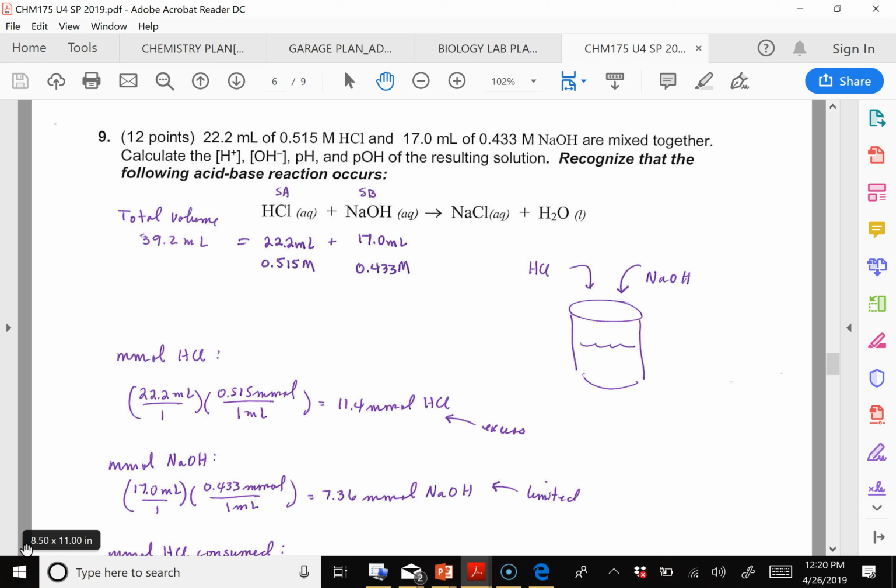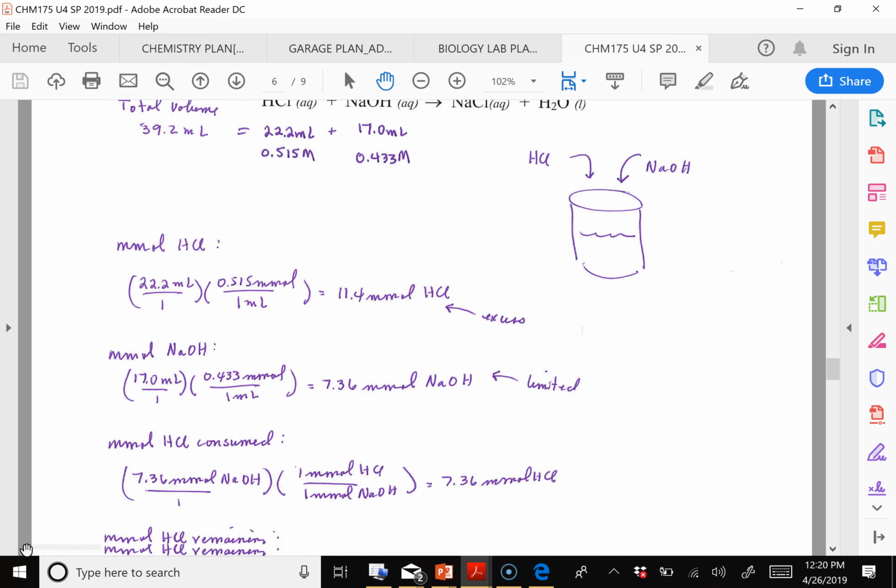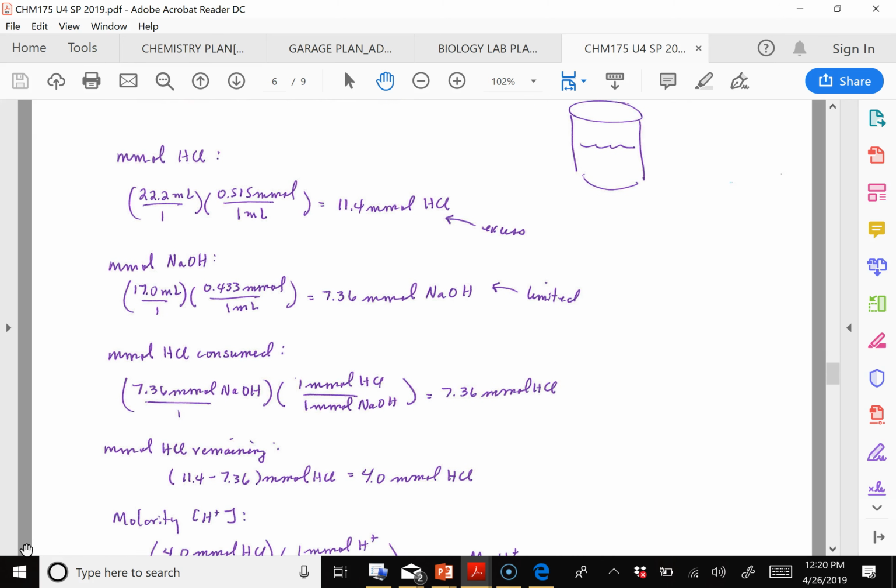So we need to know basically which one's going to be in excess, how much in excess, and divided by the volume. The total volume up here is going to be 39.2 milliliters. So counting beans, I kept it in millimoles. With regard to millimoles of HCl, you're looking at 11.4. NaOH, you're looking at 7.36 millimoles.